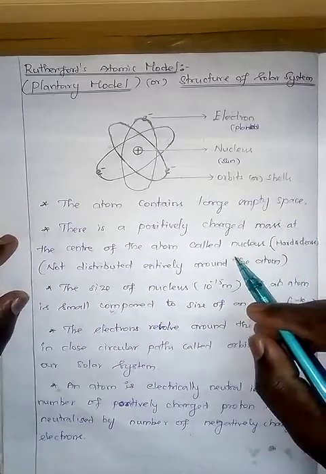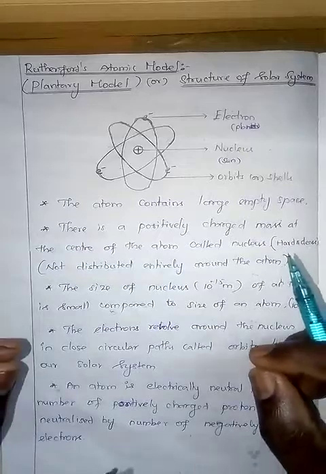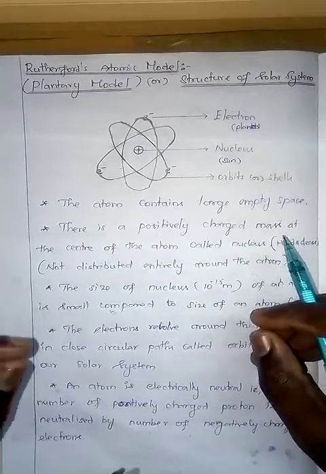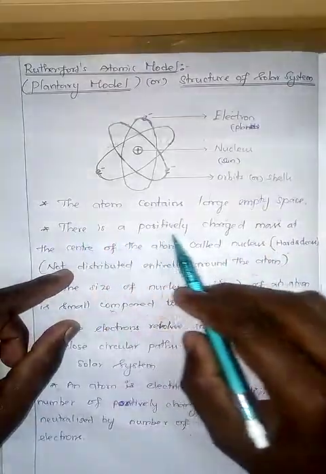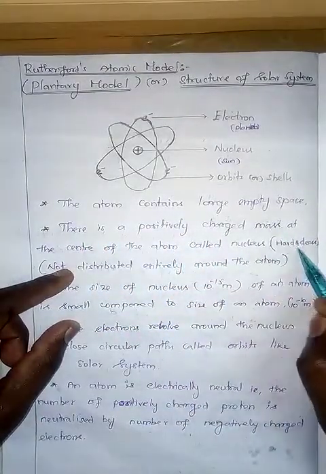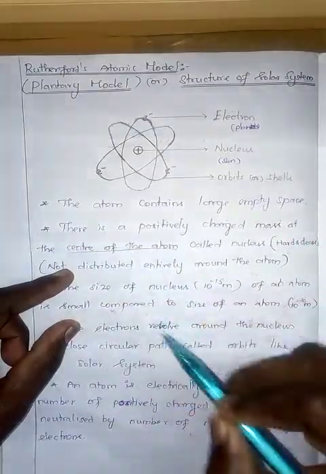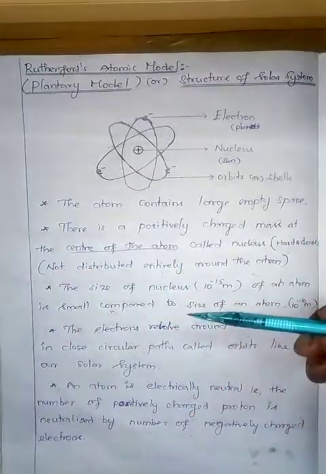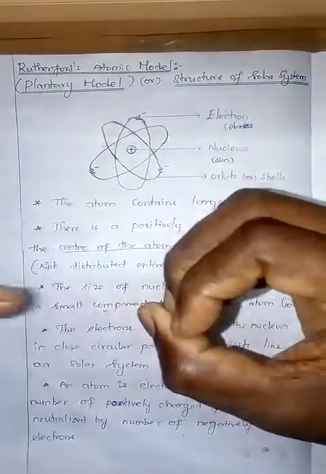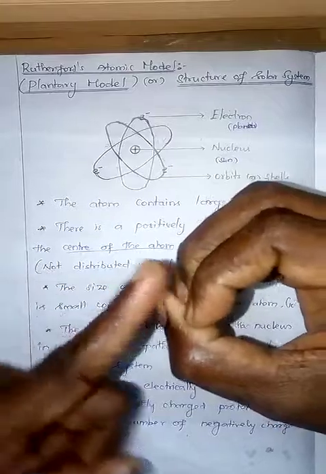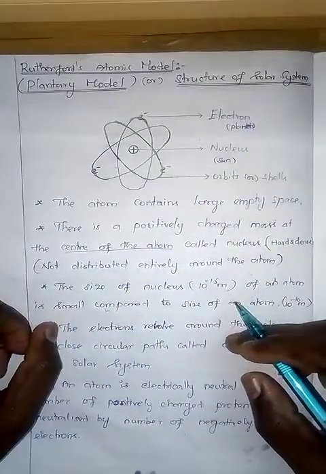The next part is why only very few alpha particles get deflected at an angle of 180 degrees. By doing the calculation, he said the positively charged mass, which is a hard dense area, is located at the center of the atom. Let us imagine this is the nucleus. The alpha particle goes straight, hits this, and bounces back.